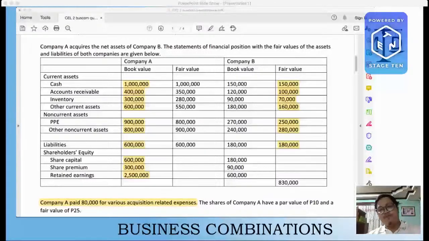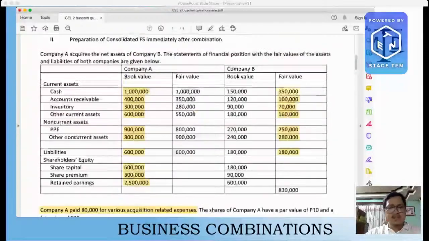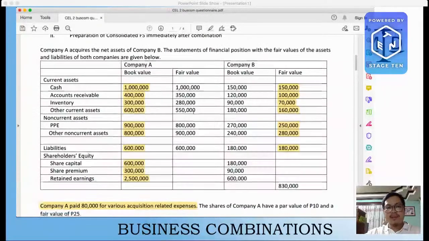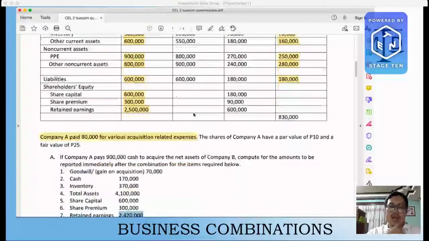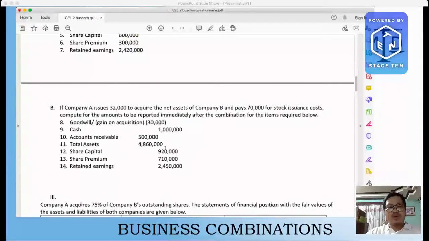So focusing now on the second scenario, class, the same problem, the same parties involved. The acquirer is still Company A, the acquiree is still Company B. Acquisition-related cost is still 80,000. But this time, instead of the acquirer paying 900,000 cash, the scenario in problem B is that Company A, the acquirer, issues 32,000 of its shares to acquire the net assets of Company B.